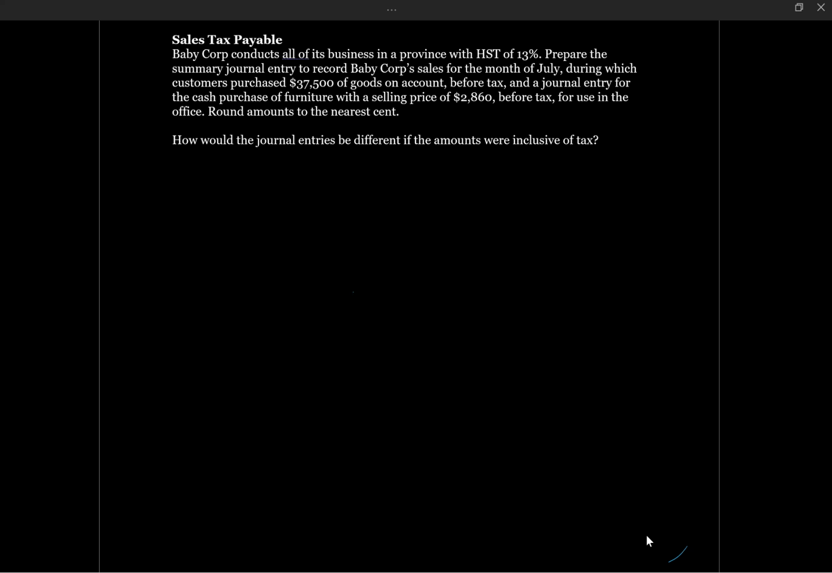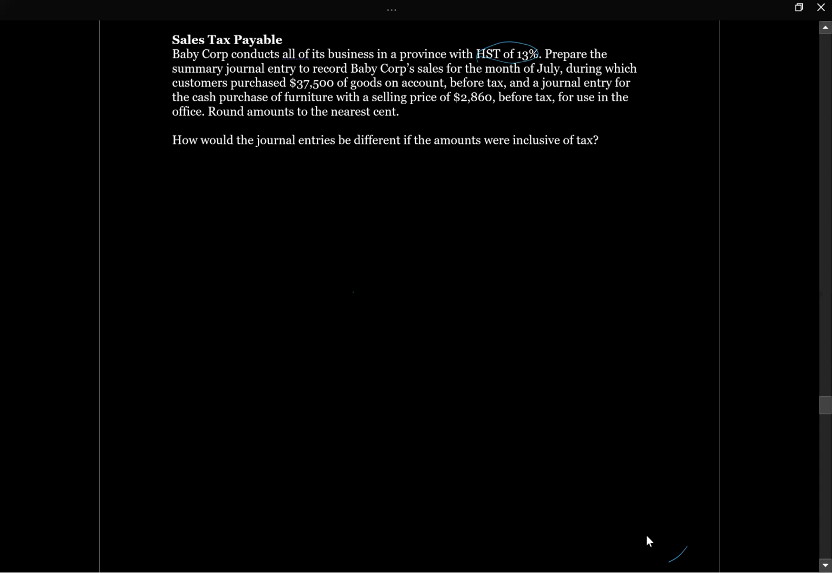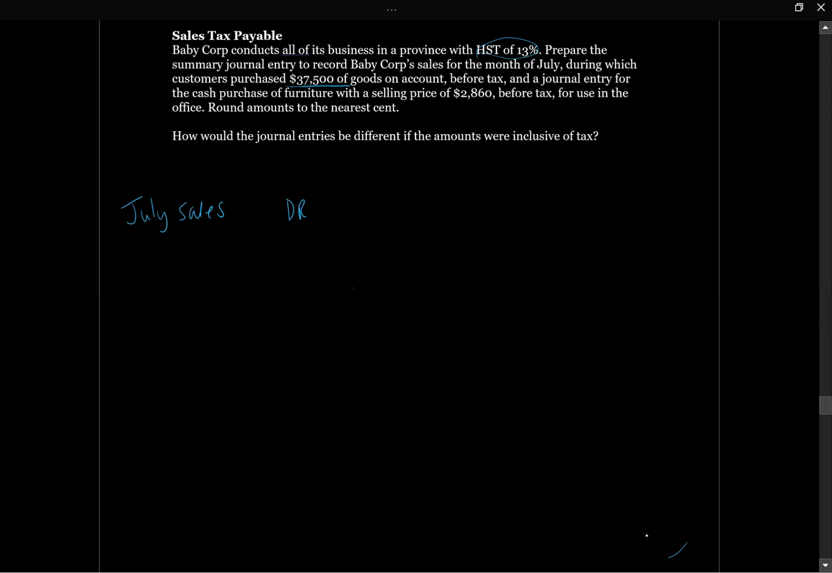So we know we've got HST of 13%. And we're going to have sales for the month of July, during which the customers purchased $37,500 of goods on account before tax. Okay, so let's just start with that. So we've got July sales. It's on account, so we're going to have debit accounts receivable, debit AR. And we're going to have credit sales revenue.